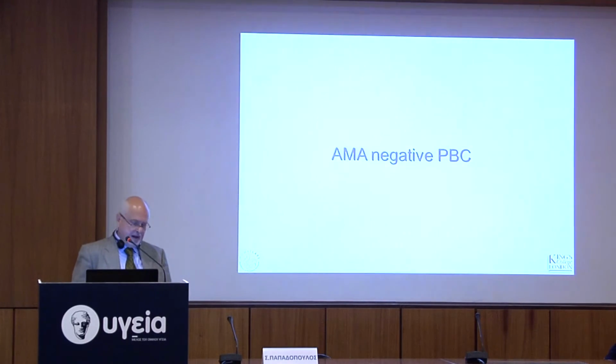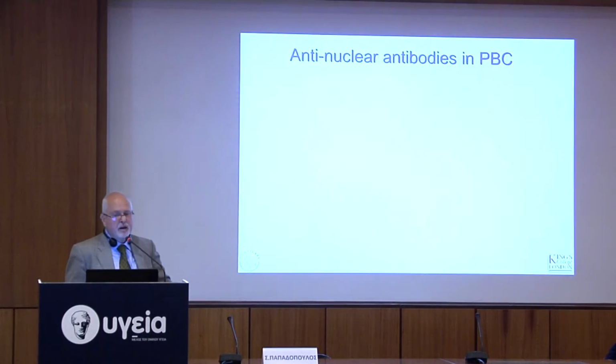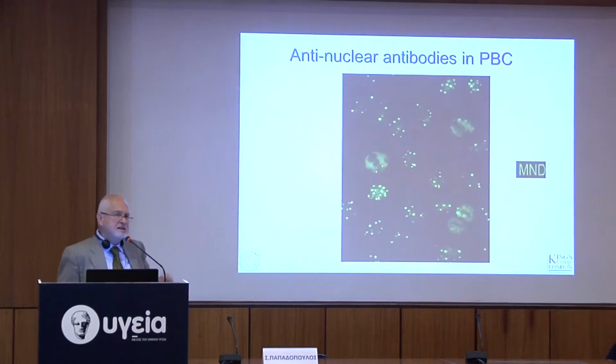What about antimitochondrial antibody-negative primary biliary cholangitis? In negative PBC, you can have specific anti-nuclear antibodies. This is called multiple nuclear dots. It is highly specific, even more specific than the anti-mitochondrial antibody. It is there in patients negative for anti-mitochondrial antibody, but also in patients positive for it. If there is an anti-mitochondrial antibody, you don't see this one very well because it's very strongly fluorescent. But if the patient is negative for anti-mitochondrial antibody and you see this, the diagnosis of PBC is made.